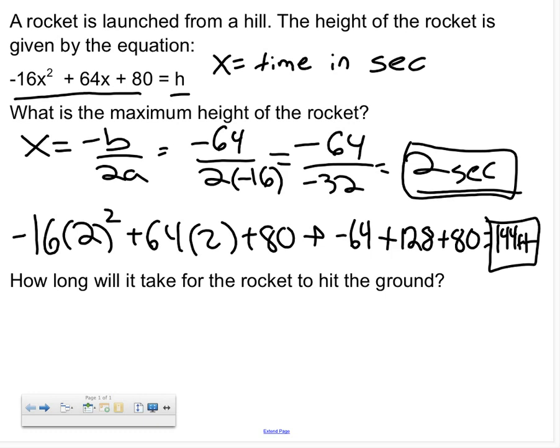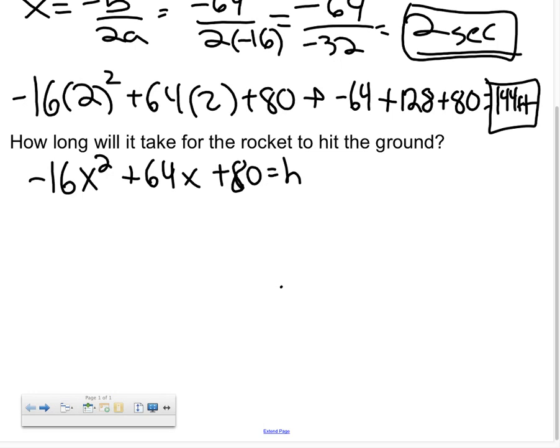Well, let me rewrite my equation here so I can scroll up a little bit. Negative 16x squared plus 64x plus 80 equals h. So what this is asking me is, when is my height 0? Because that's what it means to hit the ground, right? It means to hit the ground when your height is 0, because this is the height above the ground.